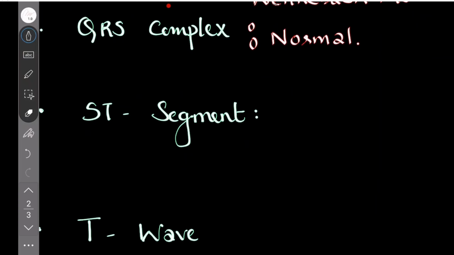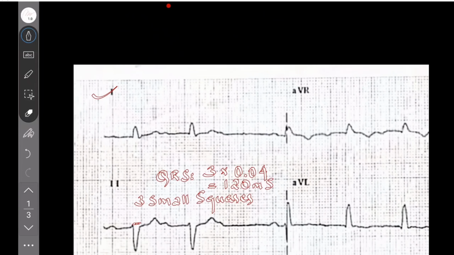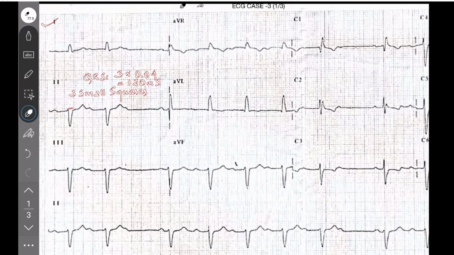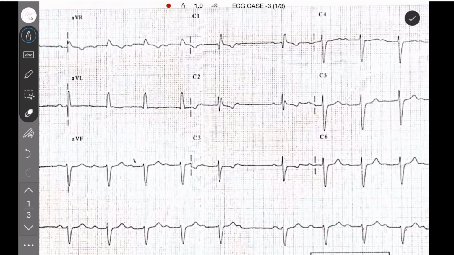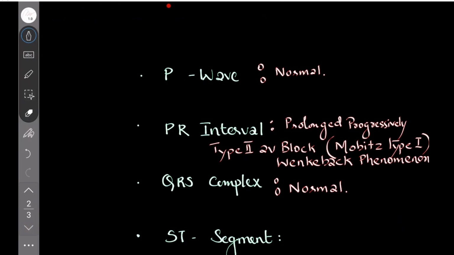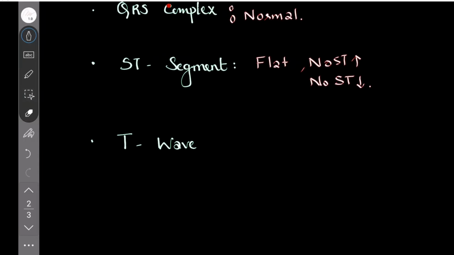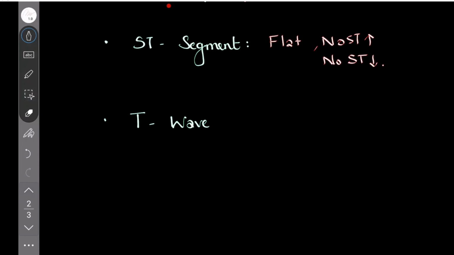Next, the ST segment. You check the ST segment clearly. Any problem in that? You check every lead's ST segment. Lead 1, you check, lead 3. No lead has shown any ST segment elevation or depression. So the ST segment is flat. No ST elevation, no ST depression. That's the ST segment.